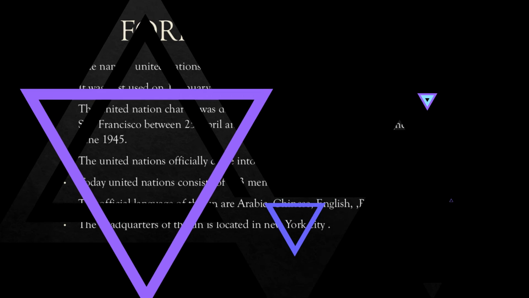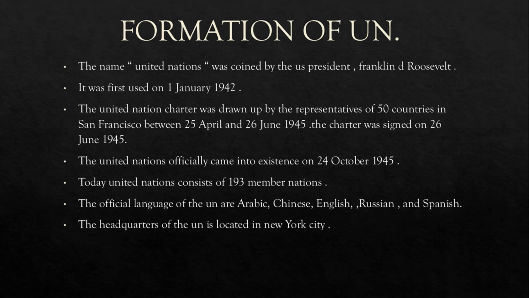Now, there are various aims of the United Nations. But before coming to the aims, let's talk about a few interesting facts about the formation of the UN. The name United Nations was first coined by the US President Franklin D. Roosevelt. We all know him, Franklin D. Roosevelt. He was the famous US President.